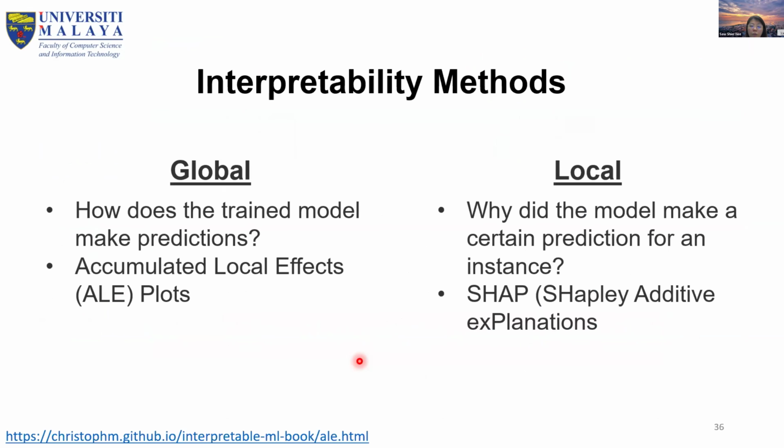For explainability or interpretability methods, there are two different types. One is global, one is local. The global technique is about understanding how the trained model makes predictions, which you can do using ALE plots. For the local one, we want to understand why the model made a certain prediction for an instance. Meaning, let's say I have these patients and the model predicts them as SGA, small babies. We want to understand why, what the reasons are. We can use the SHAP, Shapley additive explanations technique to answer these questions.